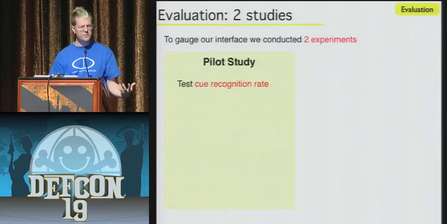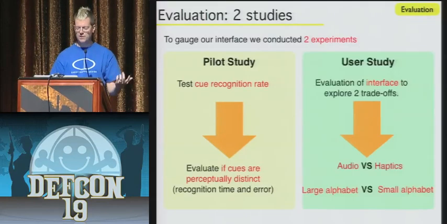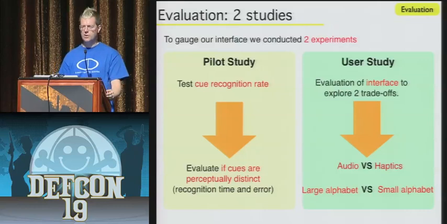So 2 user studies were done for this one as well. Again, a test for perceptual distinction, and then a full study to compare 2 things. First, auditory versus haptic modality. Second, large alphabet versus small alphabet. How big of a number of digits should be involved, assuming that there's enough for acceptable brute force resistance.